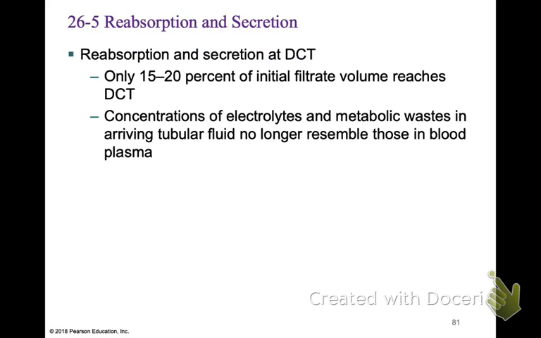So reabsorption and secretion at the distal convoluted tubule, we're down to maybe 15-20% of the total volume we started with. Pretty much all that's left is electrolytes and metabolic wastes and some fluid.